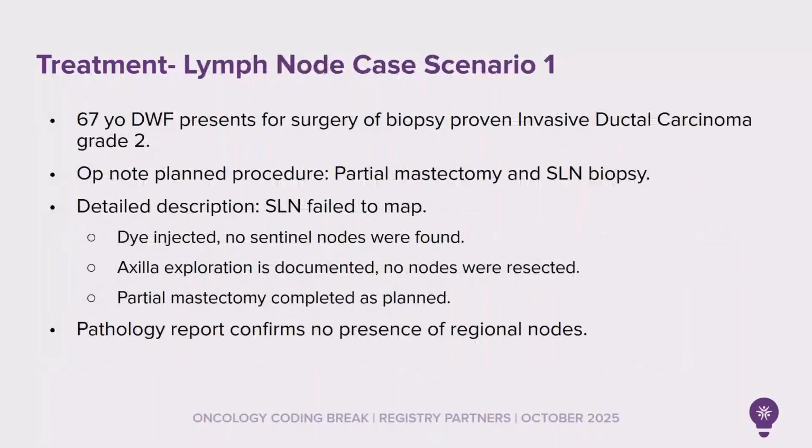Let's work through some lymph node case scenarios. First one, we have a 67-year-old divorced white female presenting for surgery of a biopsy-proven invasive ductal carcinoma, grade 2. In the surgeon's operative notes, it states the planned procedure is a partial mastectomy and sentinel lymph node biopsy. However, in the detailed description, the surgeon notes the sentinel lymph node failed to map. Dye was injected, the incision was made, and they attempted to locate the sentinel nodes, but none were found.